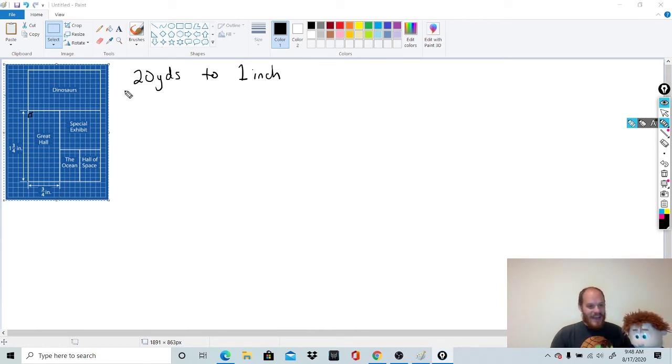Anyway, so we have here a scale, though, where it's 20 yards to 1 inch. Didn't mean to cross that off. Whoops. 20 yards to 1 inch is my scale. So I'm going to write down my scale. That's the first thing I'm going to do. So I'm going to write 20 yards over 1 inch.